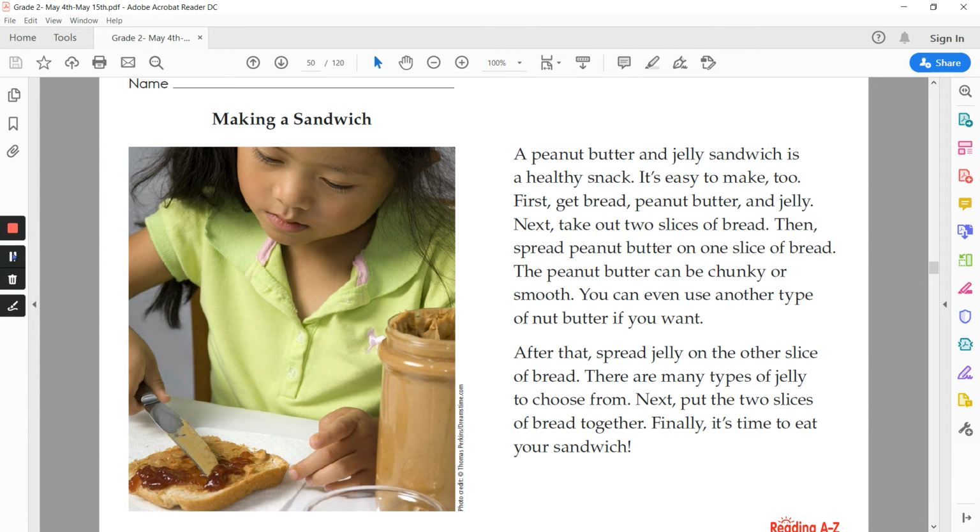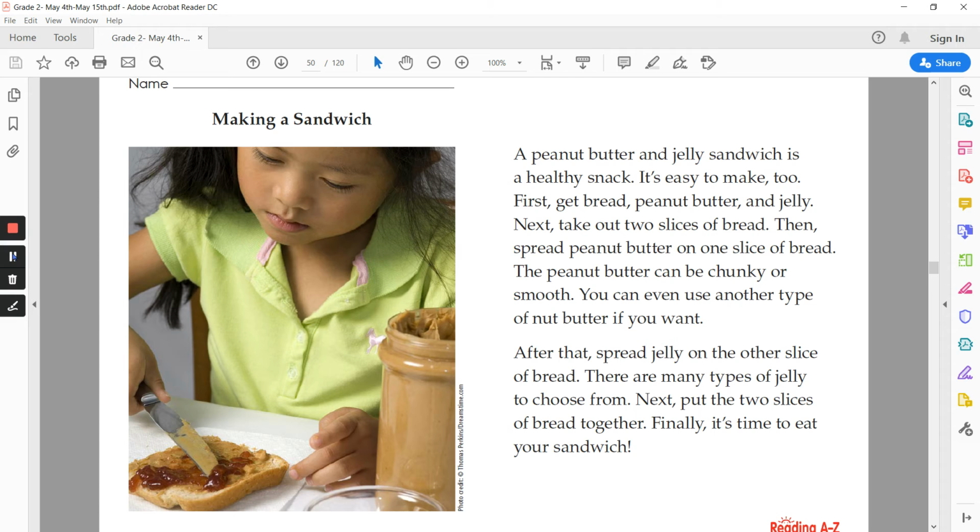There were 6 important steps in making a sandwich that the author discussed. Look back at the text and find those 6 steps. You can circle the signal words and add a number to indicate the order of the steps.